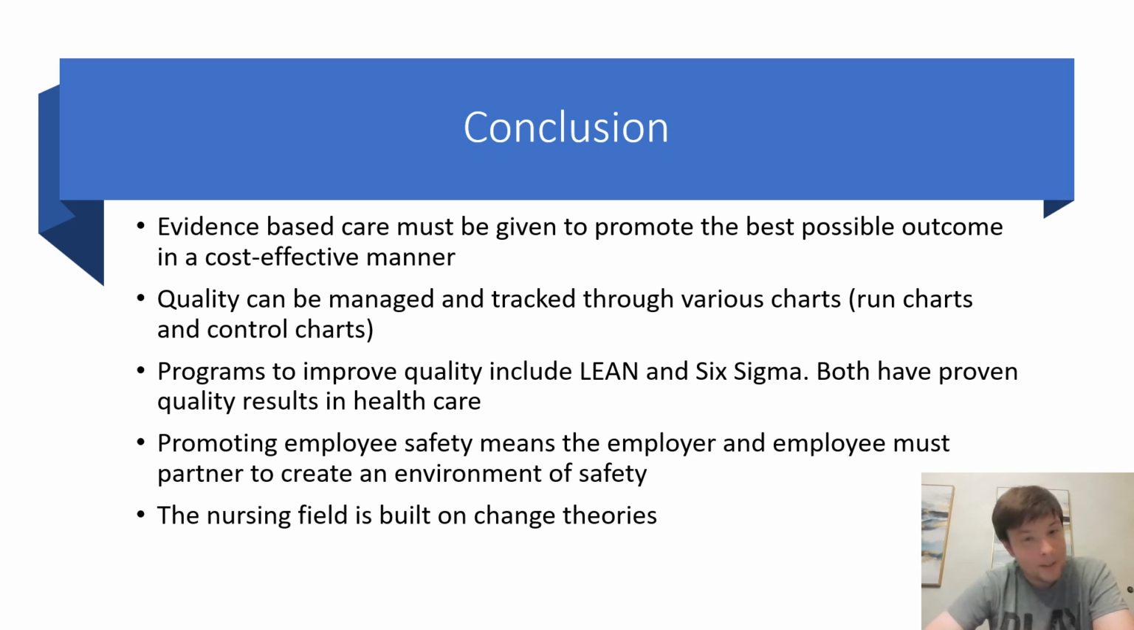The concluding points. So evidence-based care must be given to promote the best possible outcome in a cost-effective manner. Quality can be managed and tracked through various charts like run charts and control charts. Programs to improve quality include Lean and Six Sigma. Both have proven results in healthcare. Promoting employee safety means the employer and employee must partner to create an environment of safety. And the nursing field is built on chaos.